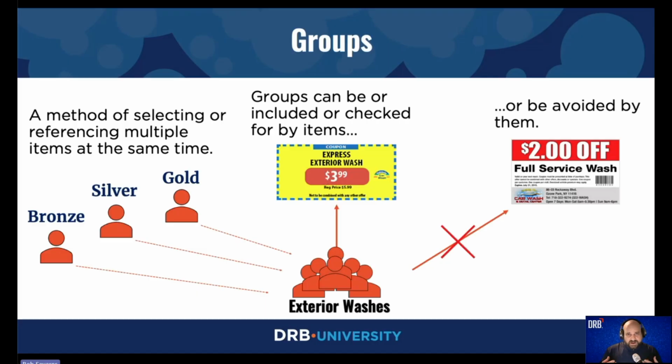Now your coupon can have a rule that checks, is this item in the Express group? That would be called an item checking or a group checking rule. And then you can also have ones that say avoid giving this coupon if they're part of this group. So for example, if I have a $2 off full service coupon, I may say, for this $2 off full service coupon, avoid the Express Washes group. So groups can be used for checking or for avoidance. Again, groups are just arbitrary selections of items.